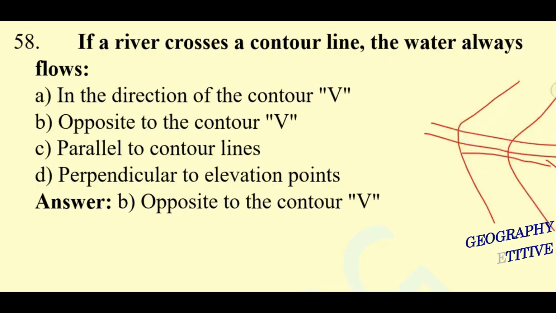Here, if the elevation is 50 meters, the same elevation of 50 meters will be towards the opposite direction of the flow. This will be 49, this will be 48, and like this, and this will be 50. So the answer is opposite to the contour V. It means the contour is V-shaped, and opposite to the contour V is the flow direction. This is the V, and the flow direction will be towards this. Okay.